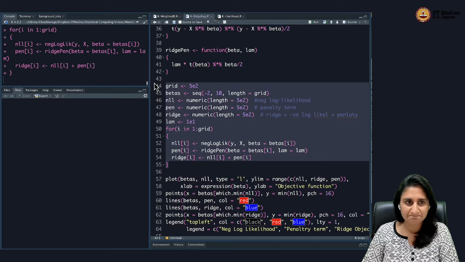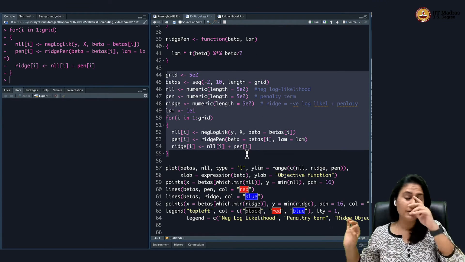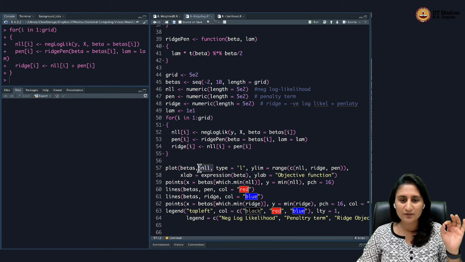I can do this. Great. And now it's simple. I have the grid of values for beta. Using this, I'm going to plot the negative log likelihood. I'm going to plot only the penalty term, and then I'm going to plot the ridge term.